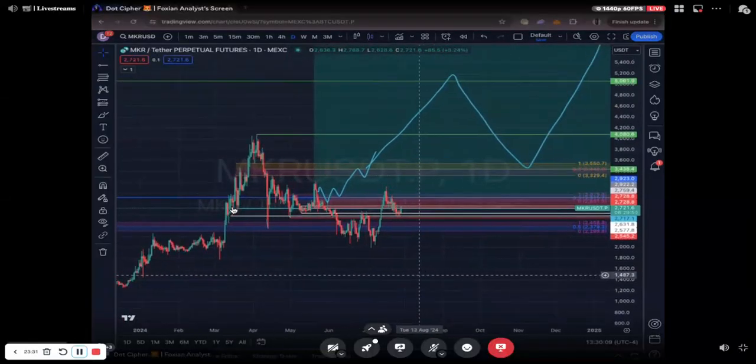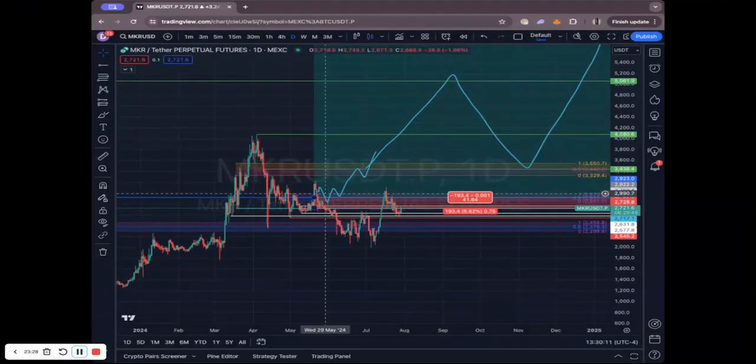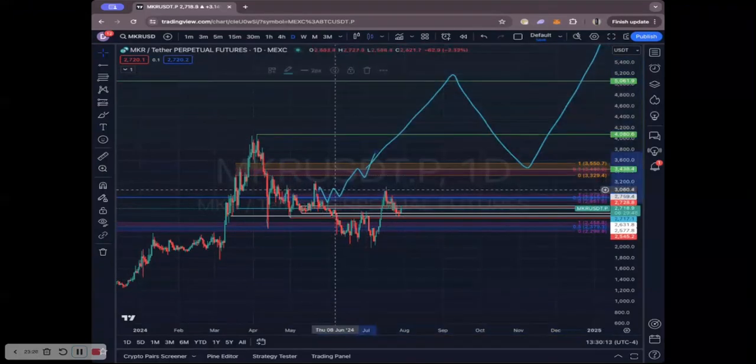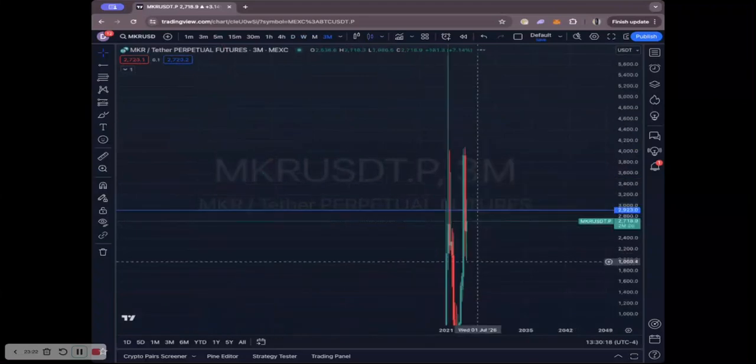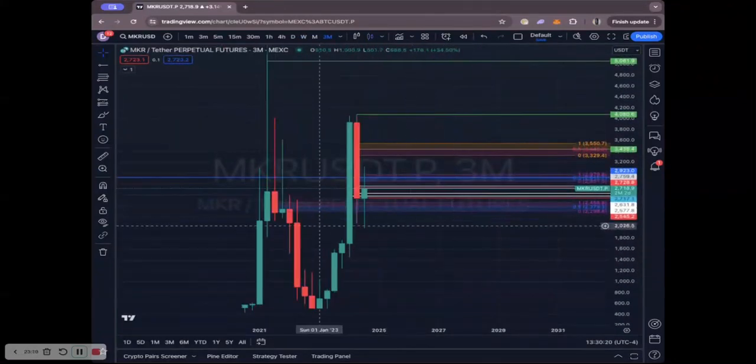Beautiful. So Maker is actually very interesting. I drew this up a while ago. We didn't deviate here, so I'm going to clean this up a little bit. Let's take a look at the high time frame first. Oh, look at that. That is pretty clean.